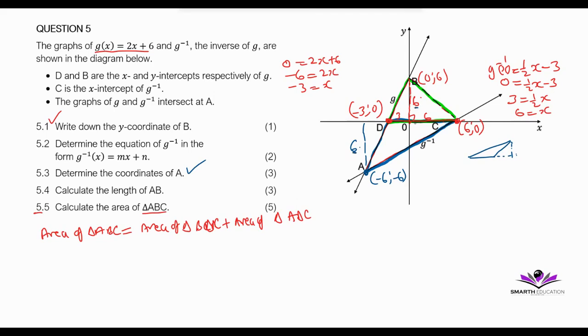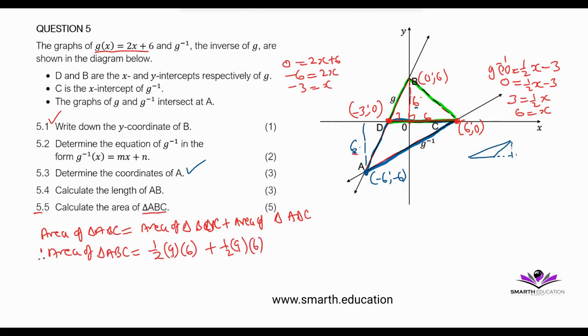Then the base for these two triangles is just the same. The base for the green triangle is DC. The base for the blue triangle is also DC. And DC is what? 9 units. So we can say, therefore, area of triangle ABC is equal to half times base. Base is 9, which is DC, times height, that is for the green triangle, which is 6. And then plus half times base for the blue triangle, which is 9 also. The base is DC, and then times height, which is 6 units.